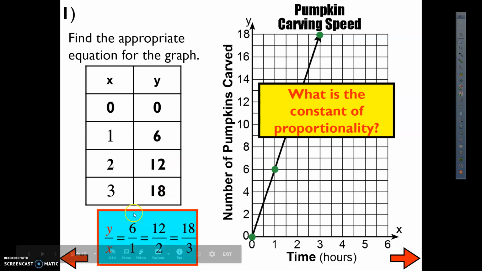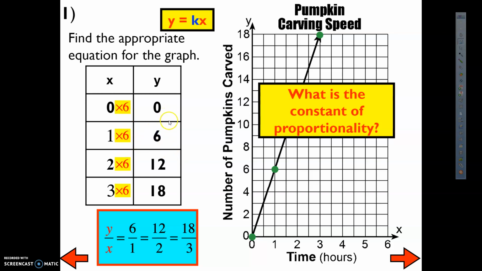Remember, we put y over x. In this case, that would be 6 over 1, 12 over 2, and 18 over 3. As long as those all come out to the same thing, then we know we're good. And those all do come out to 6. As long as we know that, and we know the equation is y equals kx, y equals the constant times x, that means our equation is going to be y equals 6x. Because remember, we put that constant of variation, that unit rate, in front of the x. That's what we're multiplying by.